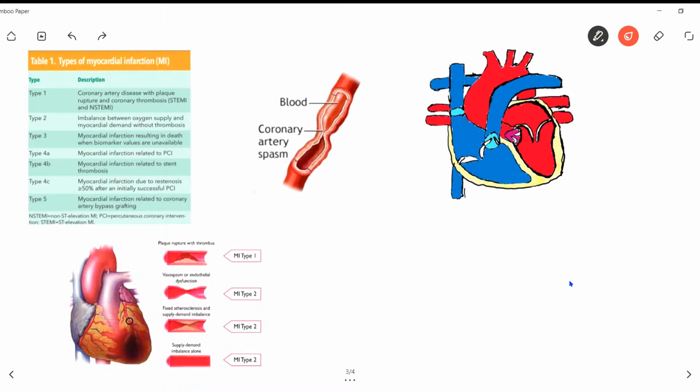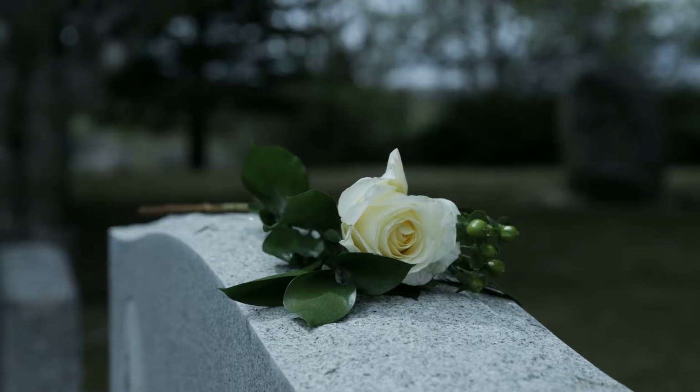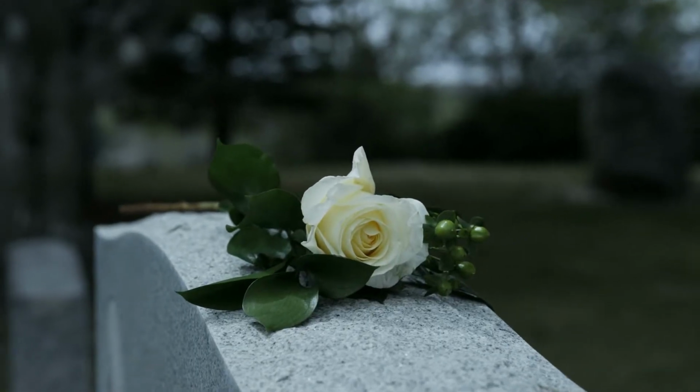Now that we've talked about the type 2 myocardial infarction, let me briefly talk about the remaining types of myocardial infarction. The ones that remain are the type 3, type 4, and type 5 myocardial infarctions. Let's start off by talking about the type 3 myocardial infarction. A type 3 myocardial infarction is when the myocardial infarction results in death when no biomarker values are available.